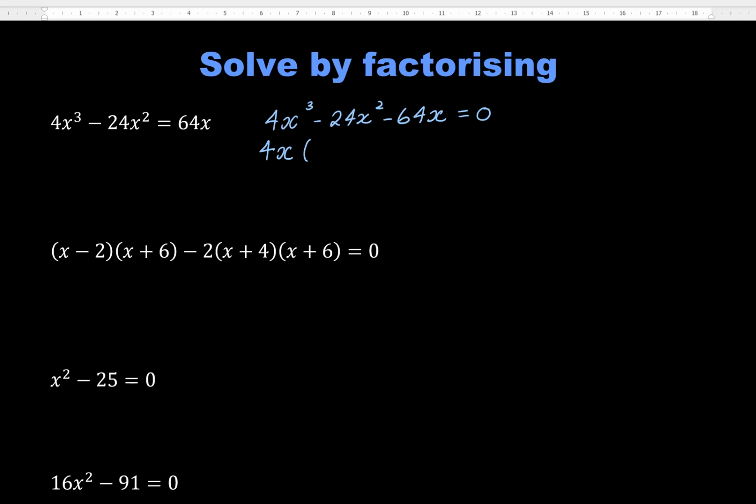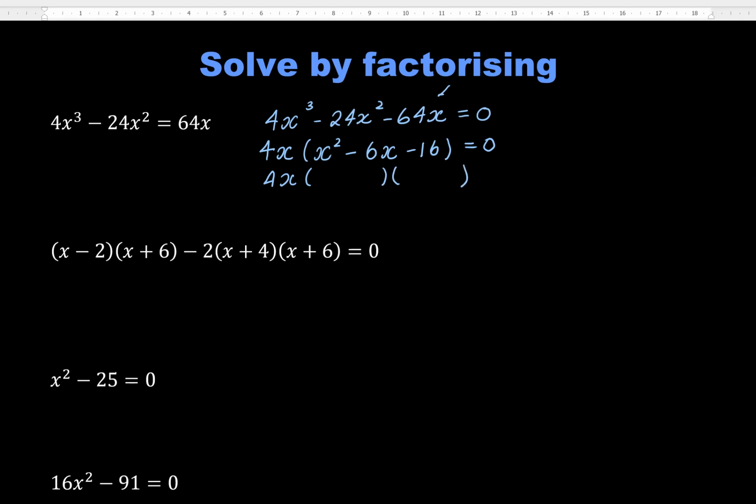So you're either asking yourself 4x times what gives you everything in this line, or you're just dividing everything through by 4x. So we end up with 4x times x squared is x cubed. 4 sixes gives me 24, and I've got to have the x there. And 4 times 16 gives me 64. Just double check that, that's correct, equals 0. So now we keep that 4x out the front, and now we're going to do our sum and product.